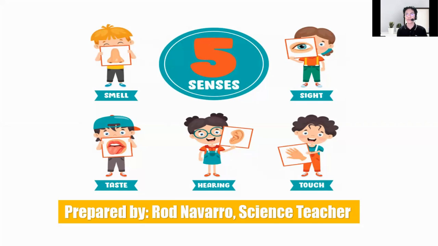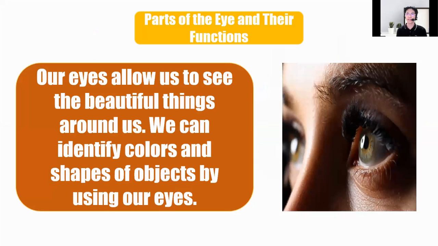At the end of this video, you will be able to identify the different parts and functions of the different sense organs of the body. Parts and functions of the eye. Our eyes allow us to see the beautiful things around us. We can identify colors and shapes of objects by using our eyes.